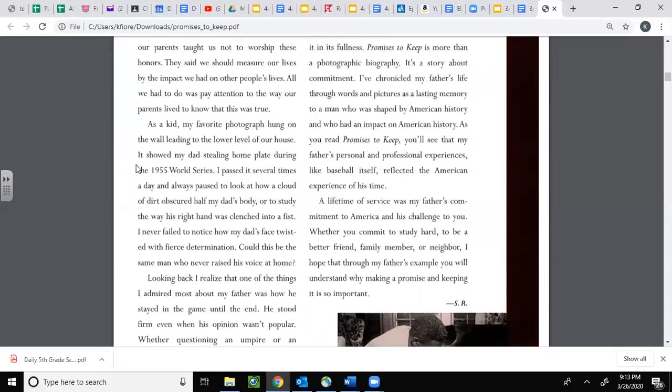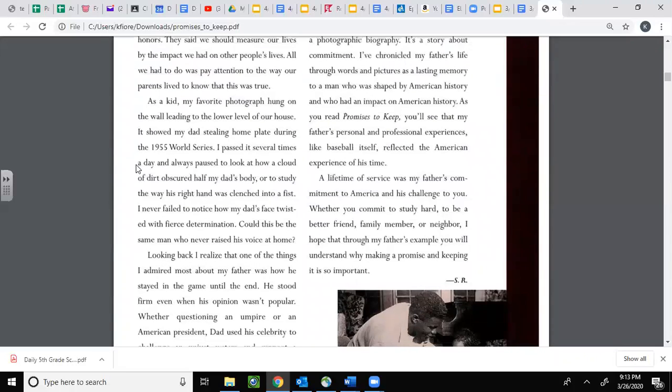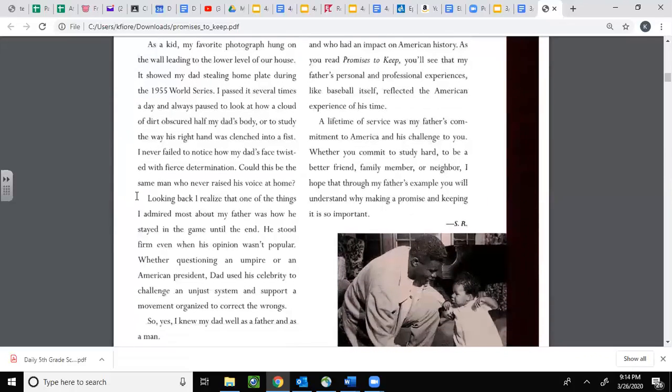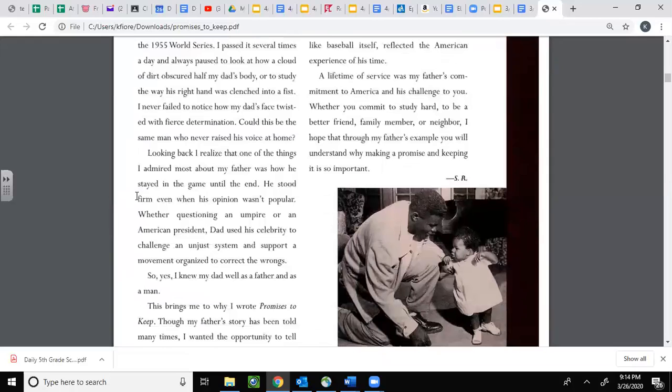As a kid, my favorite photograph hung on the wall leading to the lower level of our house. It showed my dad stealing home plate during the 1955 World Series. I passed it several times a day and always paused to look at how a cloud of dirt obscured half my dad's body, or to study the way his right hand was clenched into a fist. I never failed to notice how my dad's face twisted with fierce determination. Could this be the same man who never raised his voice at home?